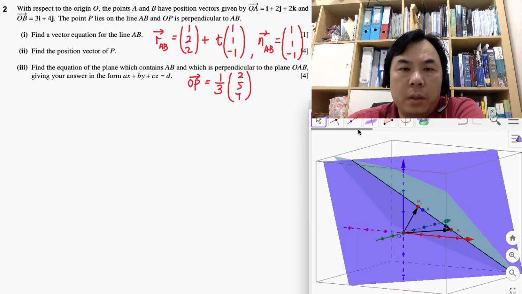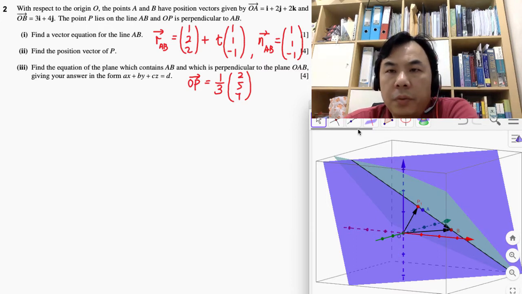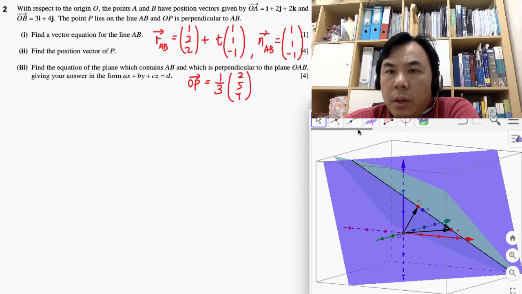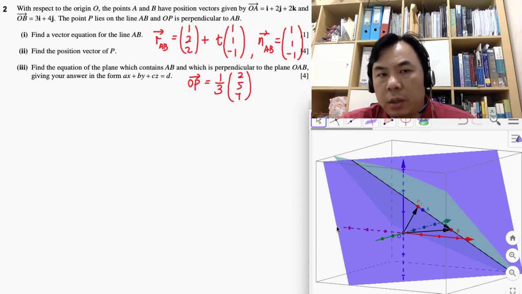All right, let's look at the third question here. We need to find the equation of the plane which contains AB and which is perpendicular to the plane that consists of the point of origin and AB. And then we need to leave the answer in Cartesian form. Before that, I'm going to show you how it actually looks.